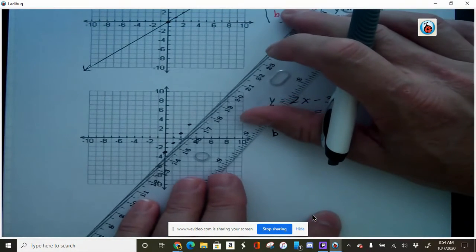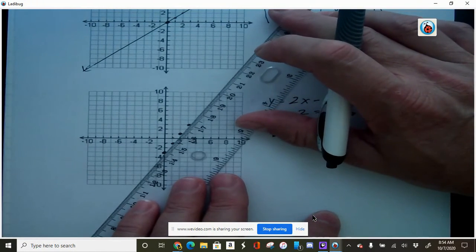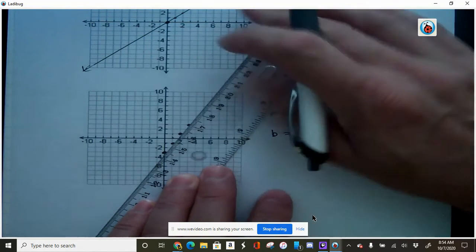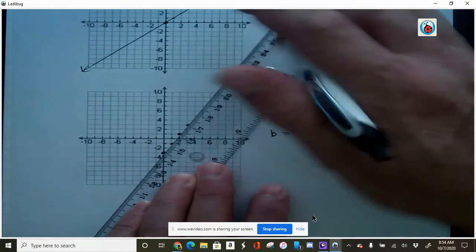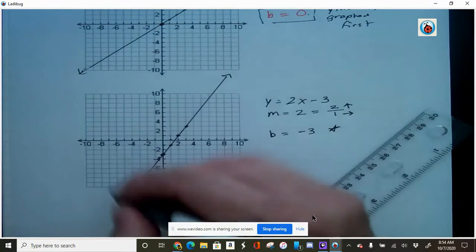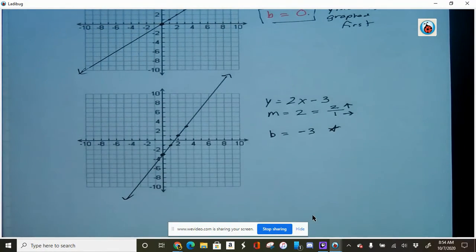If you don't have a ruler, you can use the edge of a book. You can use the edge of an index card. You can use the edge of a sheet of paper. You can take that sheet of paper and fold it a few times to get a nice strong edge. But you can use a lot of things to draw a straight line.